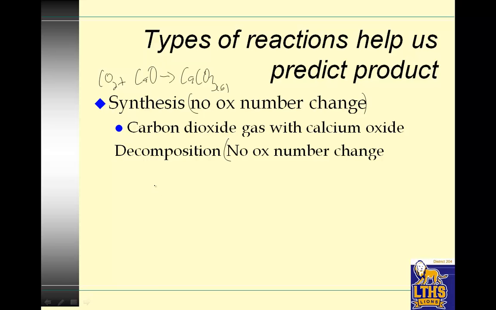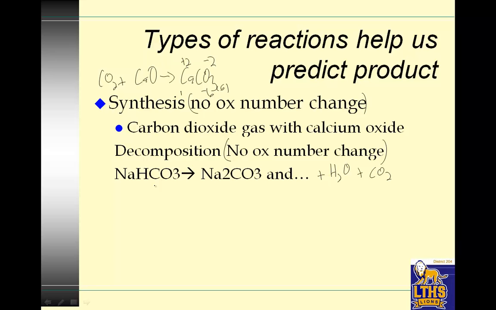Decomposition, again, has no oxidation number change. An example of decomposition would be NaHCO3 turns into Na2CO3. We did this in lab. And H2O and CO2. So in decomposition, the things don't change charge. To show you what I mean, take calcium carbonate. Each oxygen is negative 2, so I've got minus 6. Calcium is plus 2, so carbon would be plus 4. Plus 2 plus 4 minus 6 is 0. Over here, oxygen is minus 2, calcium's plus 2. Notice how the charges are the same. Over here, oxygen is minus 2, carbon is plus 4. Everything is the same charge. Trust me, the same thing's true in this one.